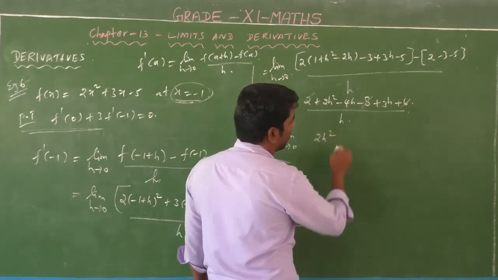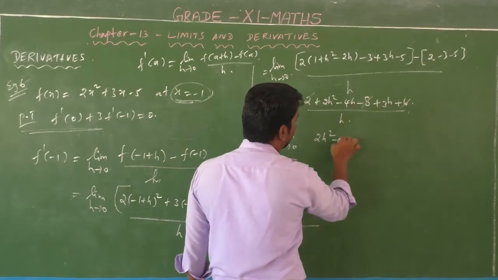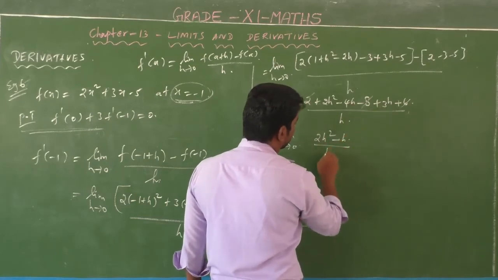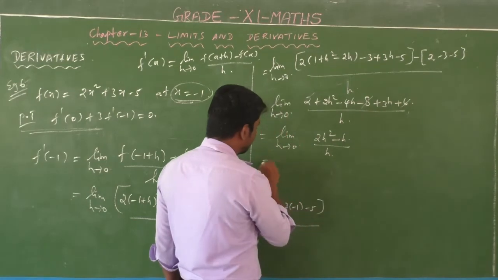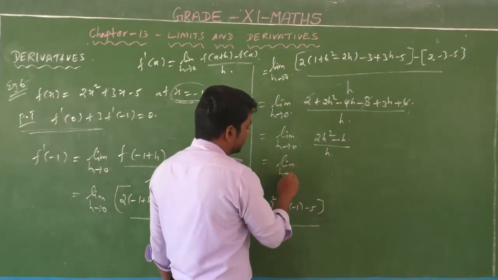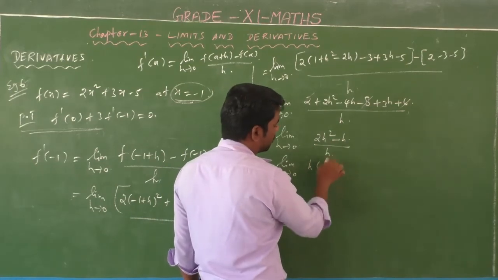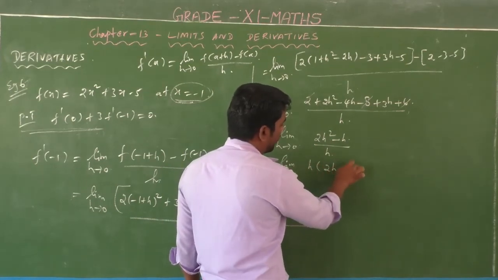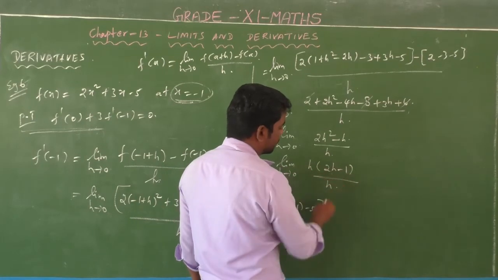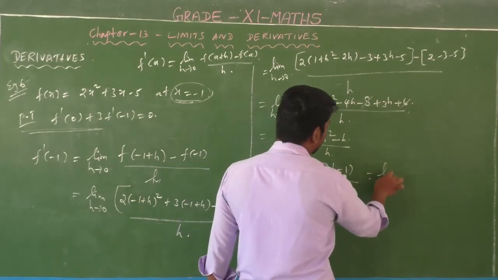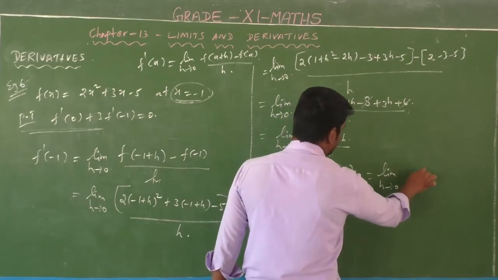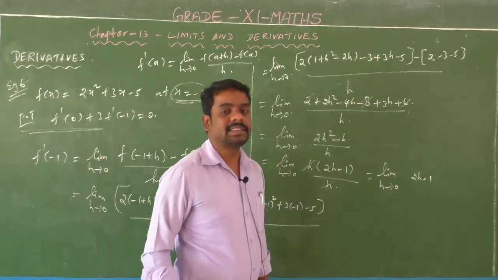2h squared minus 4h plus 3h is minus h, divided by h. So limit h tends to 0. Both terms have h common, so take h out of both terms: 2h minus 1, divided by h. The h cancels, remaining limit h tends to 0 of 2h minus 1.